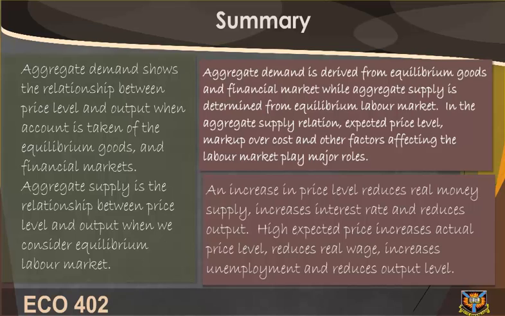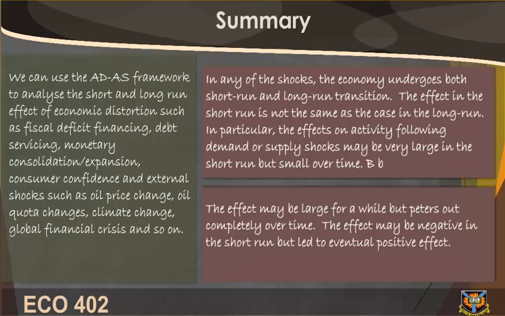General equilibrium is attained when all the markets are at equilibrium, and this is the equilibrium of the AD and AS curves. At this equilibrium, a unique price level is associated with a unique output level. We can use the AD-AS framework to analyze the short and long-run effects of economic distortions such as fiscal deficit financing, debt servicing, monetary contraction, monetary expansion, consumer confidence, and external shocks such as oil price change, oil quota changes, climate change, global financial crisis, and so on.